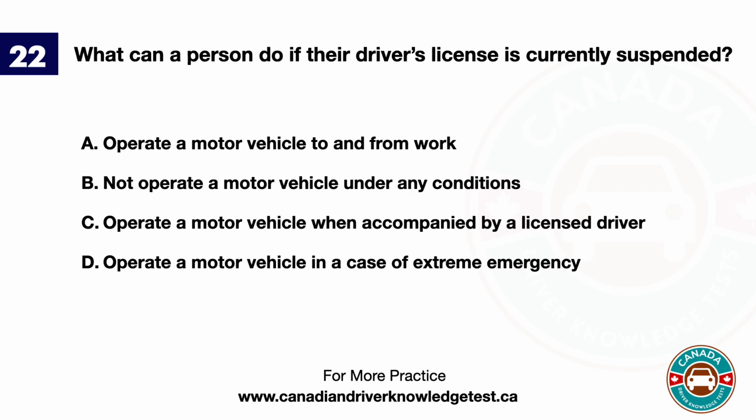Question 22. What can a person do if their driver's license is currently suspended? A. Operate a motor vehicle to and from work. B. Not operate a motor vehicle under any conditions. C. Operate a motor vehicle when accompanied by a licensed driver. D. Operate a motor vehicle in a case of extreme emergency. The answer is B. Not operate a motor vehicle under any conditions.